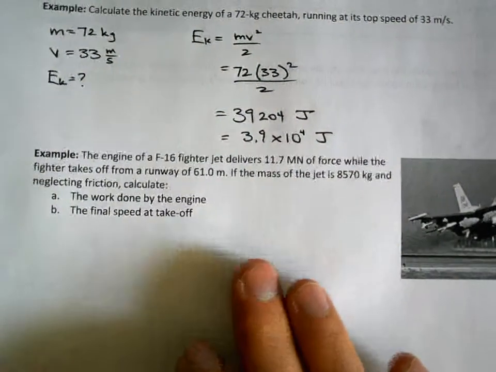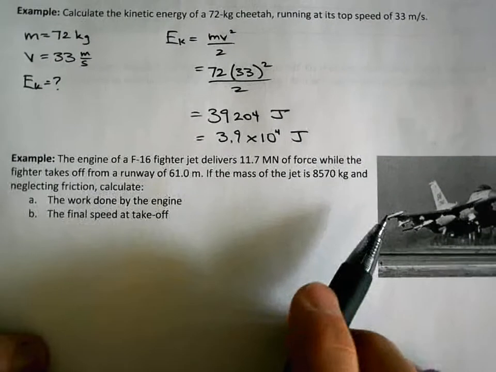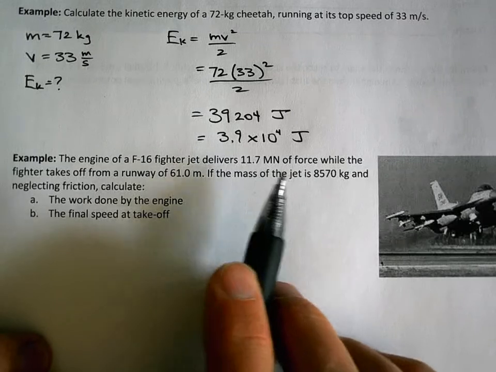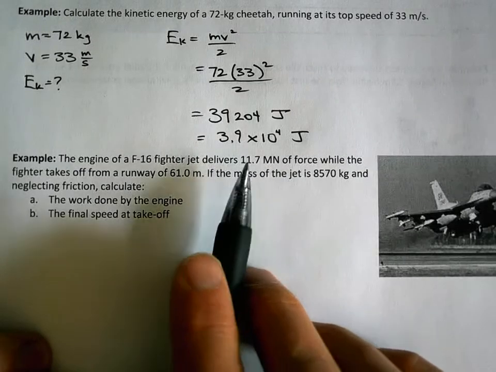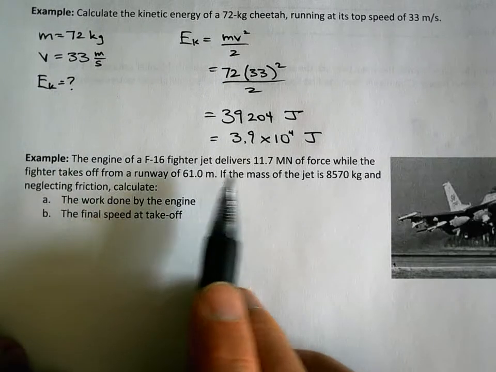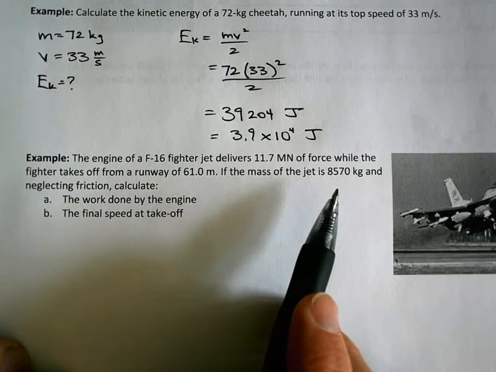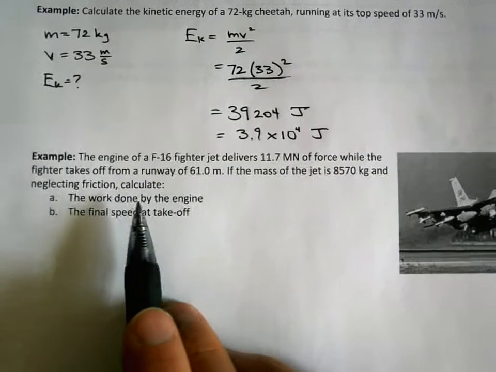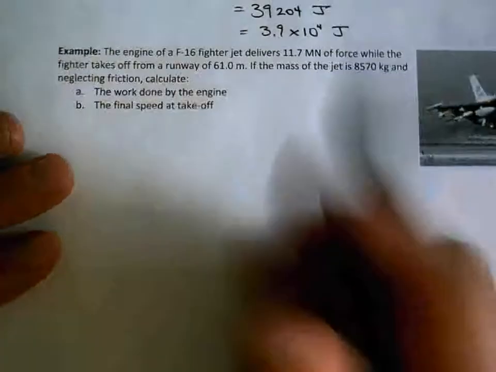Okay, let's continue down to the second example. The engine of an F-16 fighter jet. Wow, jets! Delivers 11.7 meganewtons of force. Wow, that's an odd unit we don't see very often. When the fighter takes off from a runway of 63 meters long, if the mass of the jet is 8,570 kilograms and neglecting friction, calculate the work done by the engine. Oof, remember how to do work?